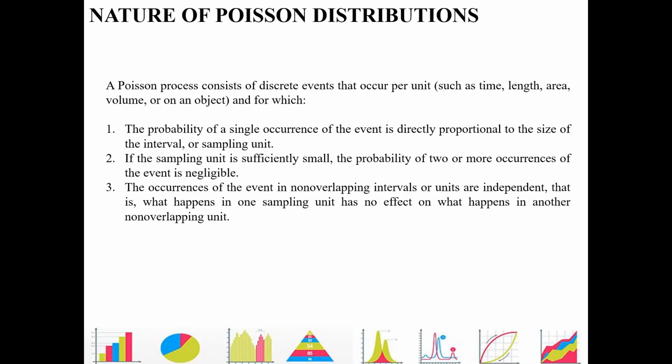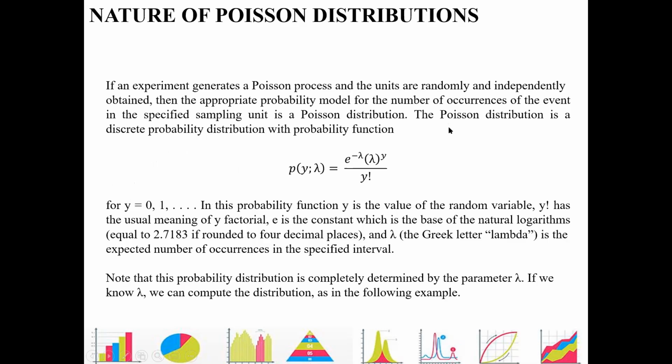The occurrences of the event in non-overlapping intervals or units are independent. That is, what happens in one sampling unit has no effect on what happens in the other non-overlapping unit. So that would be the condition of the Poisson distribution.